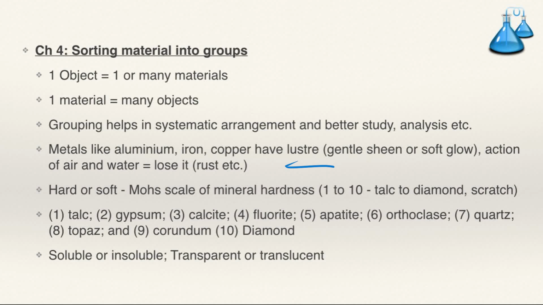Luster means a gentle sheen or soft glow, and metals also rust when there is air or water. Specifically rusting happens with iron, and to protect it we coat it with zinc, which is called galvanization.